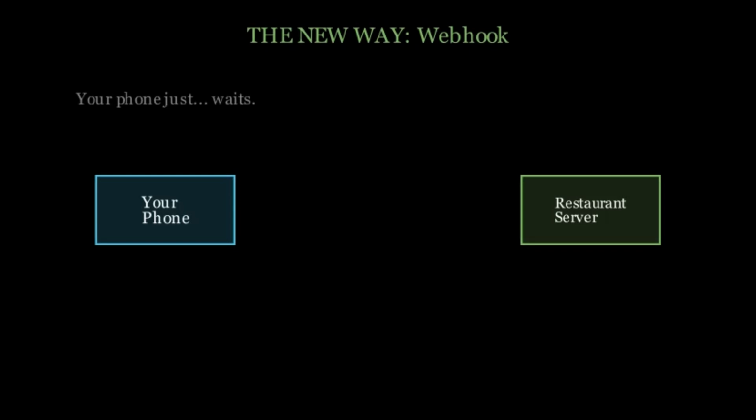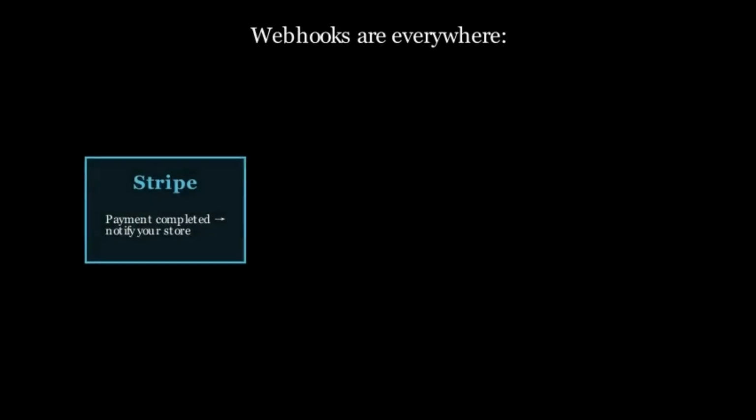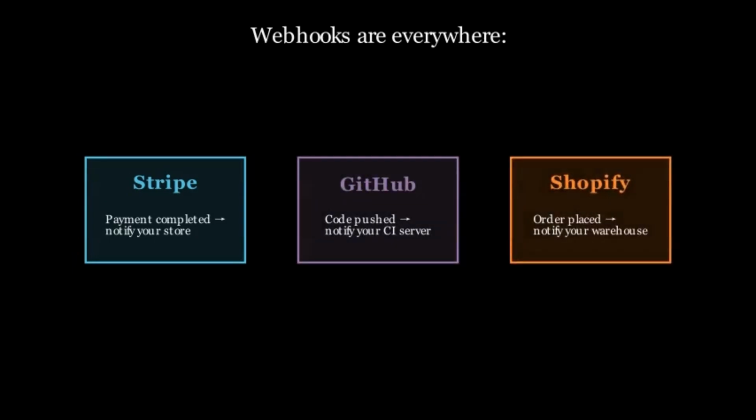A webhook flips this around. Your phone just waits. The moment the order is ready, the restaurant server pushes that information to you instantly, with 0 wasted checks. And webhooks are everywhere. Stripe uses them: payment completed, notify your store. GitHub uses them: code pushed, notify your CI server. Shopify uses them: order placed, notify your warehouse. Same pattern every time. An event happens, and a server pushes data to you.